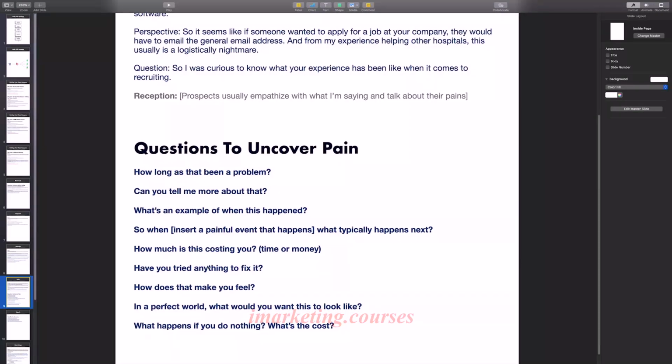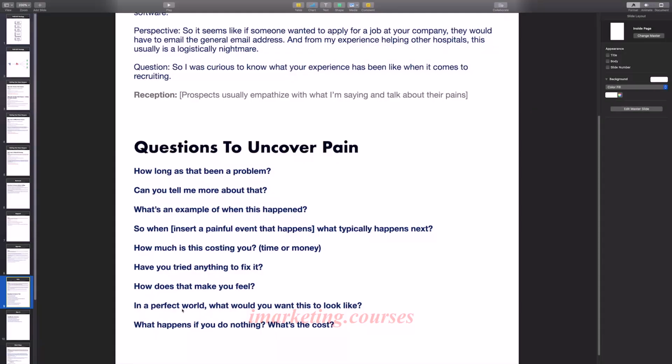And then once you really uncover the pains or get them to talk about the pains, you want to talk about what they would want to happen in a perfect world. So you say, okay, in a perfect world, what would you want this to look like? Or what happens when you do nothing? What's the cost, right? So essentially, once you get the prospect going, you basically ask these questions and you dive deeper and deeper into the prospect's pain, okay?